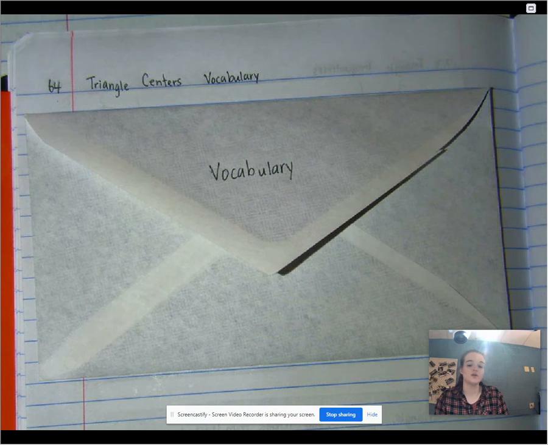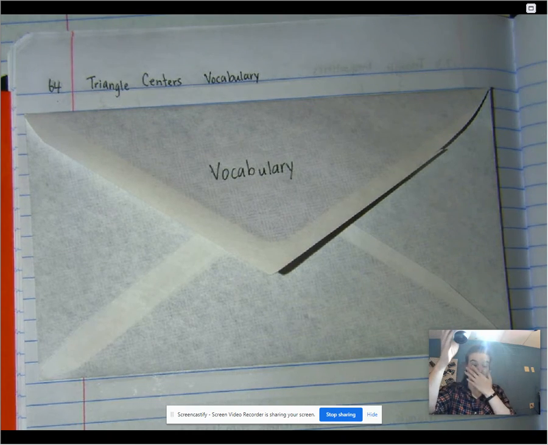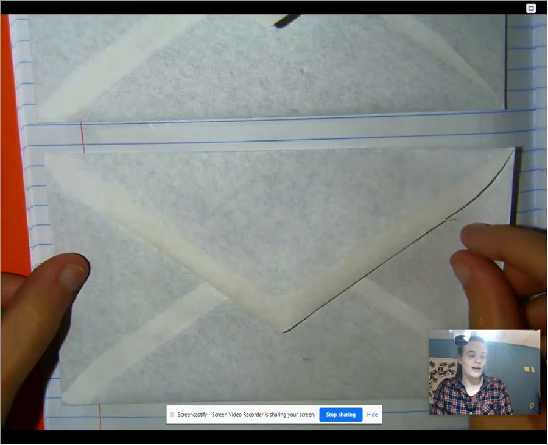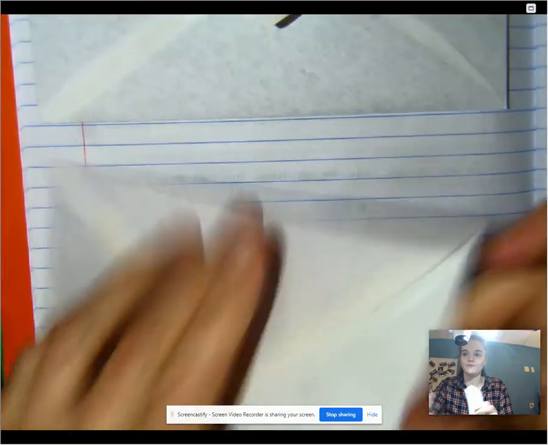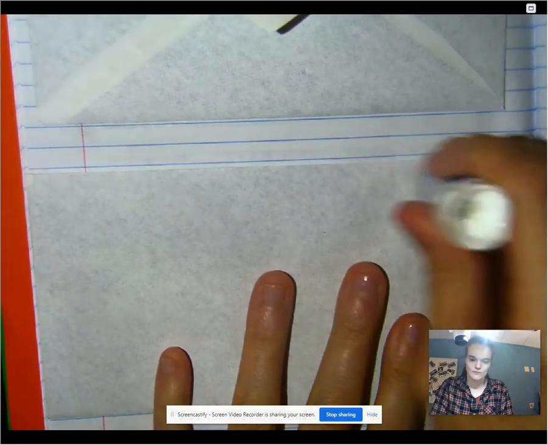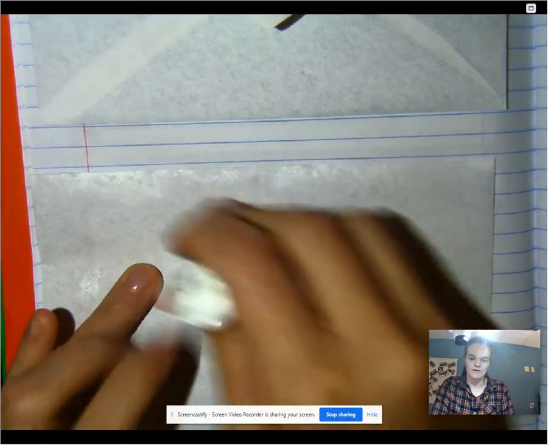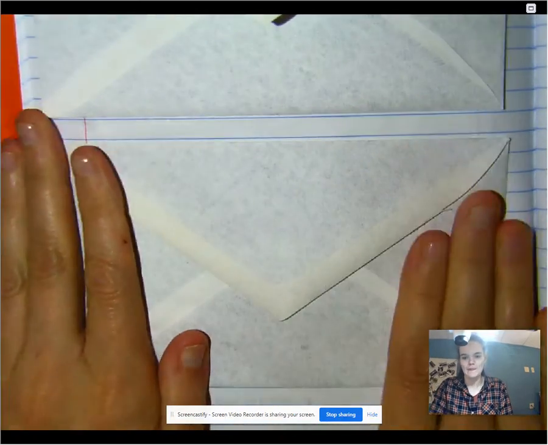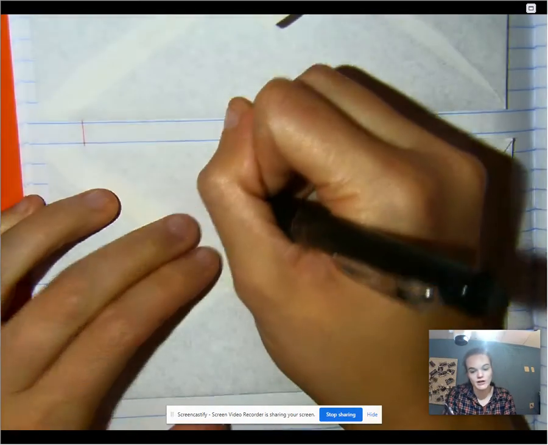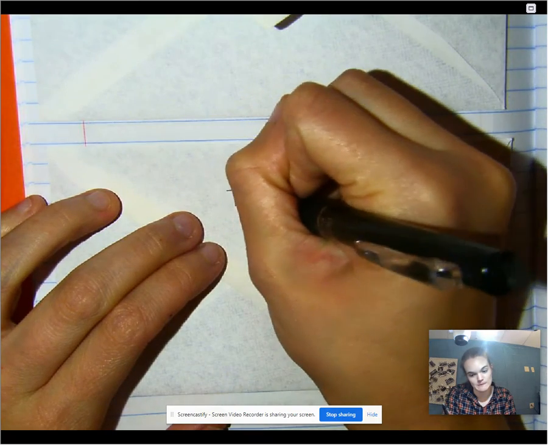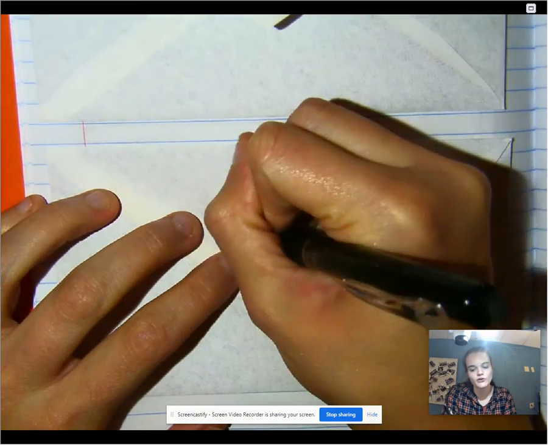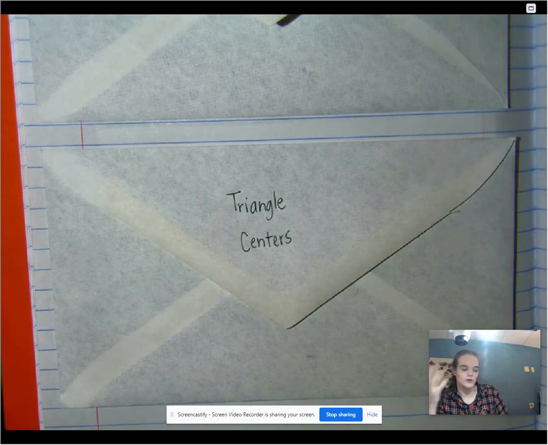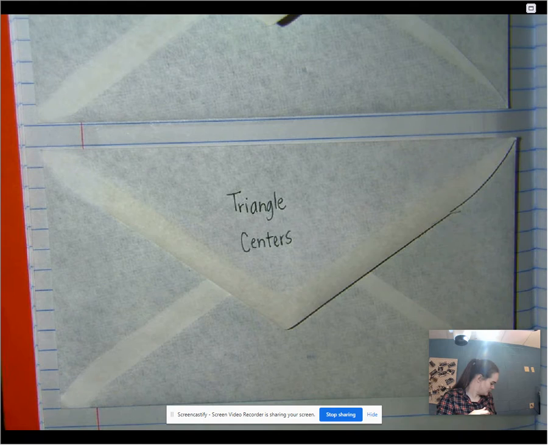After you have defined those vocabulary terms, you're going to glue in the second envelope underneath that envelope so it opens as well. And you were labeling it triangle centers. We are going to start talking about triangle centers. We will talk about the first one tomorrow, the second one after that, and we'll keep going. It'll take us a couple of weeks.